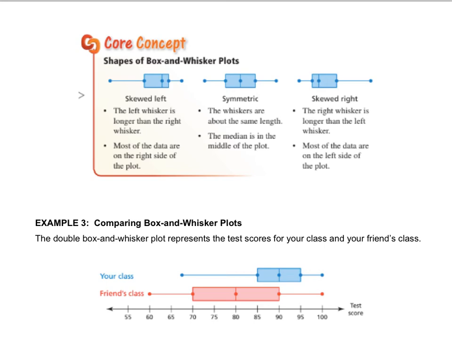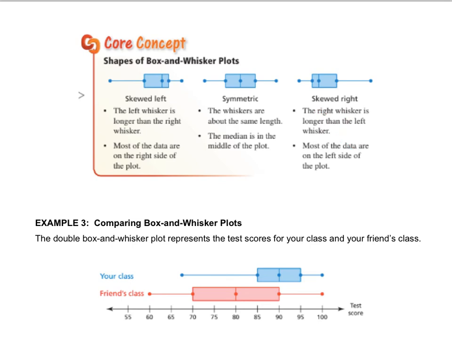You can take a moment to read this top section. It's pretty self-explanatory. What we just had was a skewed left box and whisker plot. You could also have a symmetric where it's nice and equally balanced, or the opposite of what we had, which would be a skewed right.